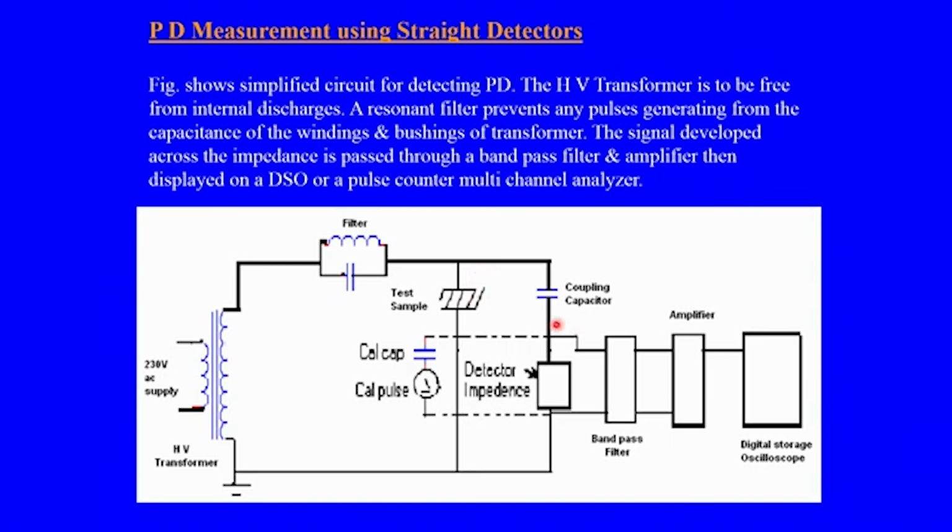The signal developed across this impedance when the measurement is being carried out is further passed through the band pass filter amplifier and then displayed on the CRO, or a pulse counter, digital oscilloscope, or a multi-channel analyzer. So, several of these combinations could be used to accurately measure the discharges which are happening in the sample which is under test or under measurement.